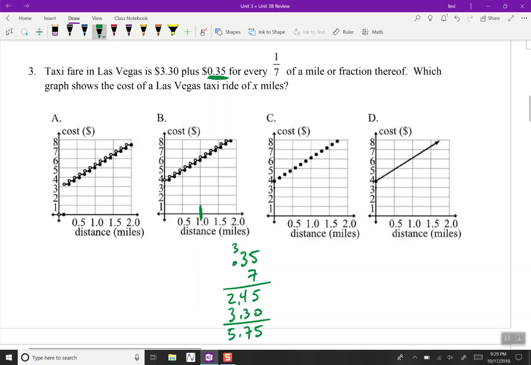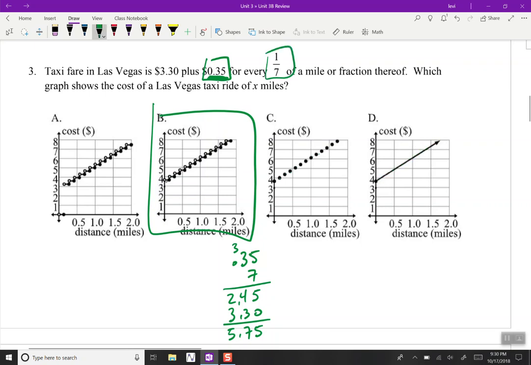And now what's happening? It's going to go up 0.35 for every seventh of a mile. So where would we be? That's got to be this function. Why is it not these? Because these would be linear. This is a linear function, not a step function, and that would mean that we'd have increments other than every seventh of a mile.